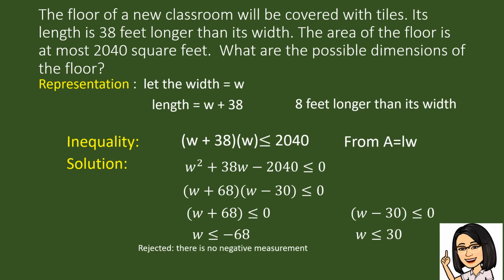We are going to reject negative 68 because there is no negative measurement. So we are going to use 30 as the critical point. Let us draw the number line. Make sure 30 is indicated. Since it uses is less than or equal to, the symbol used is a solid circle. This is included in the solutions. Going to the left, because width is less than or equal to 30.